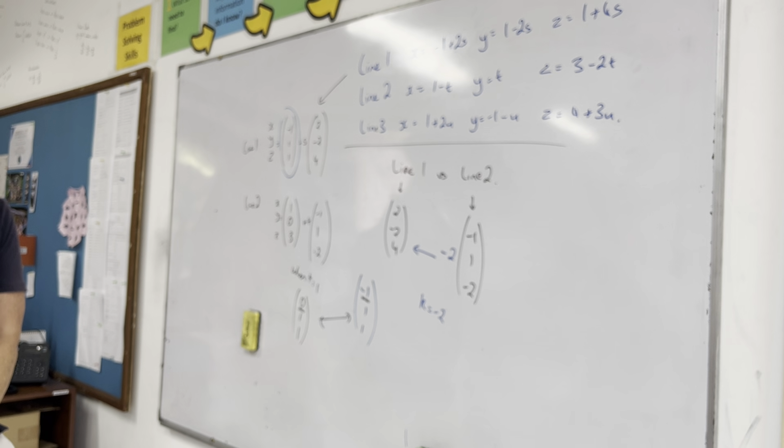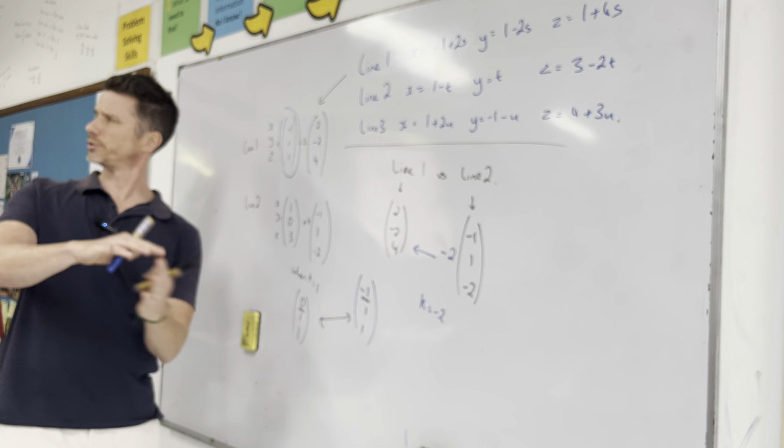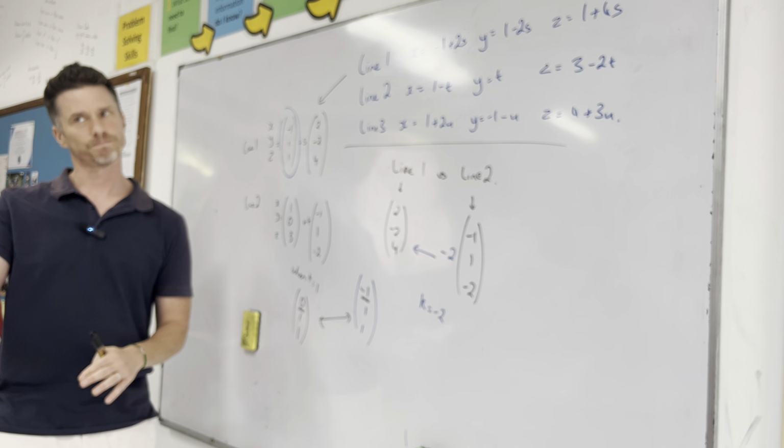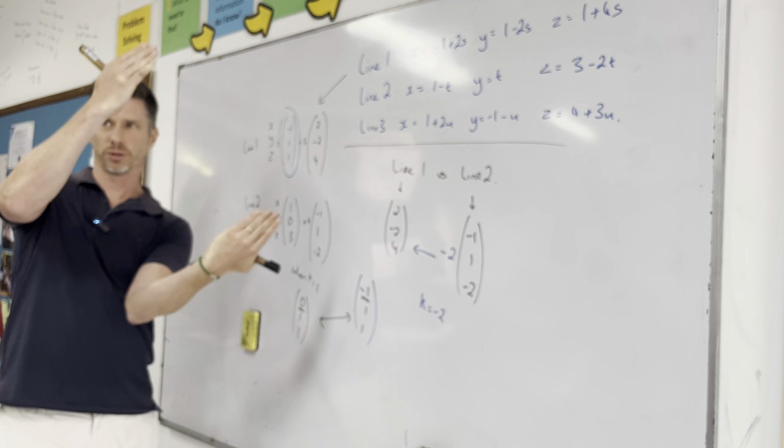Because when t is 1, the y's are equal, but then x and z aren't equal? Well, z is equal, but x is not. So these are two different positions. But if they're coincident, on the same line, they should be the same position. They should sit on top of each other. But this one, they're not sitting on top.